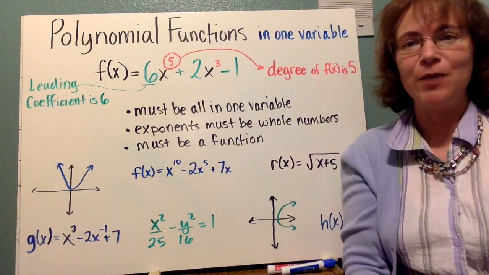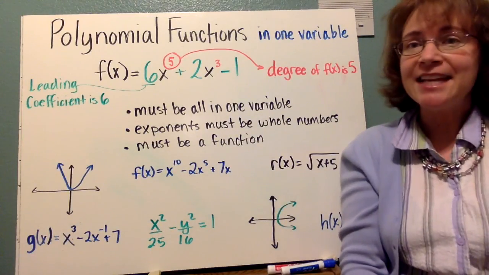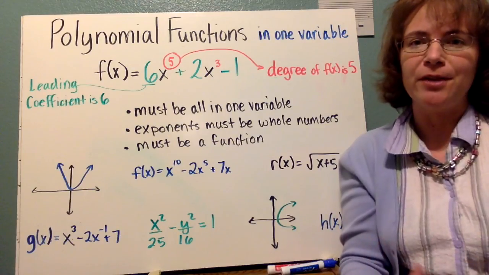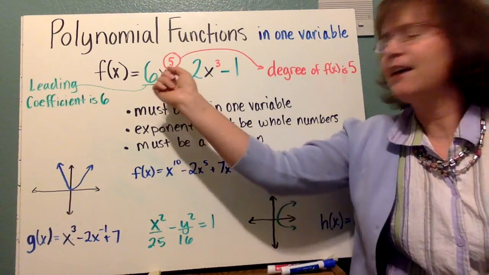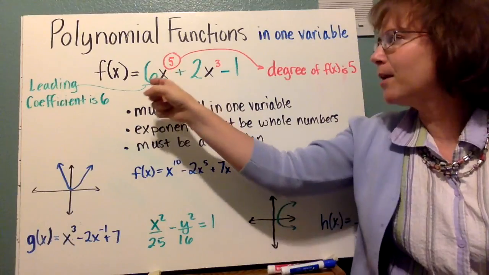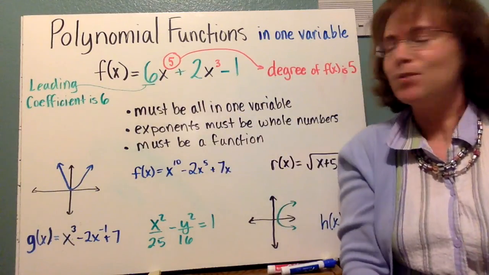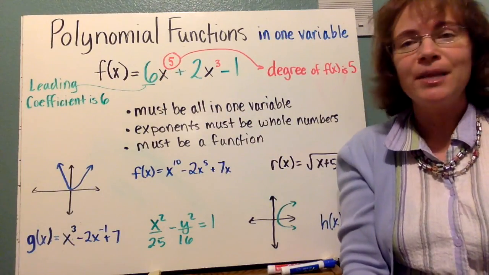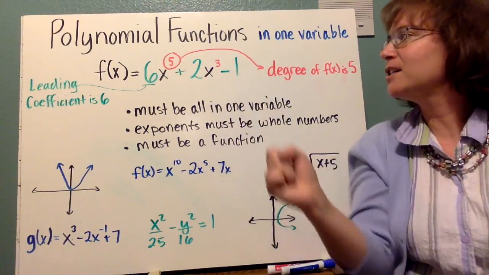Polynomial functions in one variable. So let's take a look at your average polynomial. Well, there isn't really such a thing as an average polynomial, but an example of a polynomial. f(x) = 6x^5 + 2x^3 - 1.